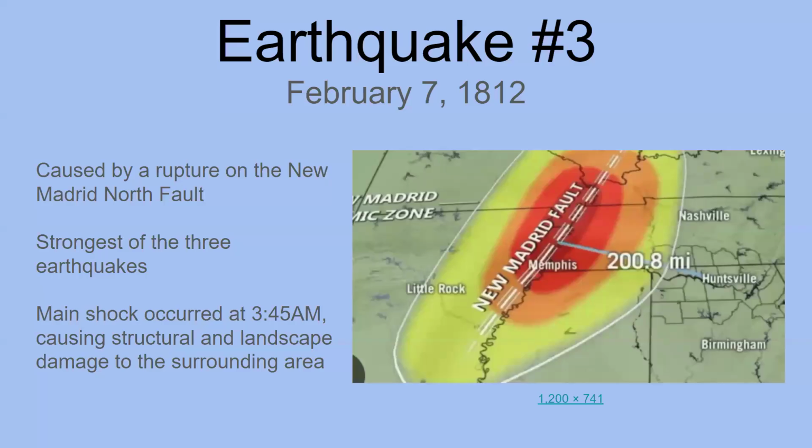The third earthquake happened on February 7th, 1812, and this was caused by a rupture on the New Madrid North Fault line. This was the strongest of the three earthquakes. The main shock occurred at 3:45 a.m., which caused structural and landscape damage to the surrounding area.